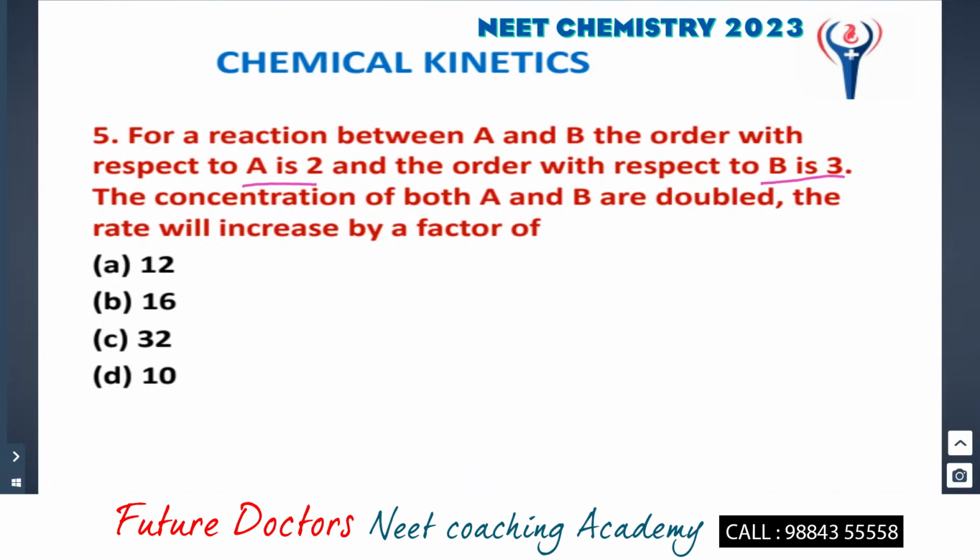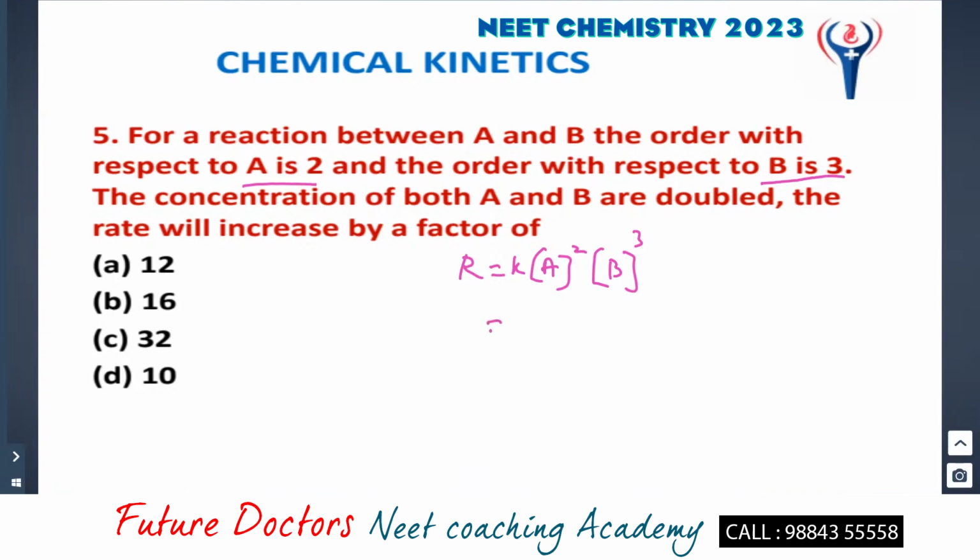See, immediately we should write one equation. Suppose the rate law, R is equal to K into concentration of A, with power 2 given, then B power 3 is given. Then the concentration of both A and B are doubled. Now it becomes 2 times, and this also becomes 2 times. Understood? They are asking how the rate becomes.